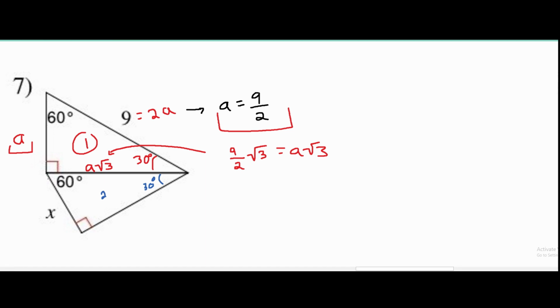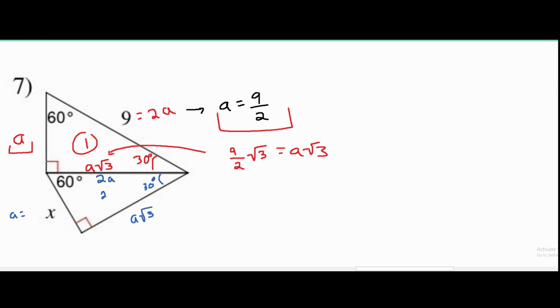Next, we have this smaller triangle. We have our 30 degrees, and across from it is x. X is our smallest side, so we're going to say a is equal to x. Our second smallest side is the 60 degrees, so we're going to say it is equal to a square root of 3. And in here for our hypotenuse, we, from our formula, know that this is going to be 2a.